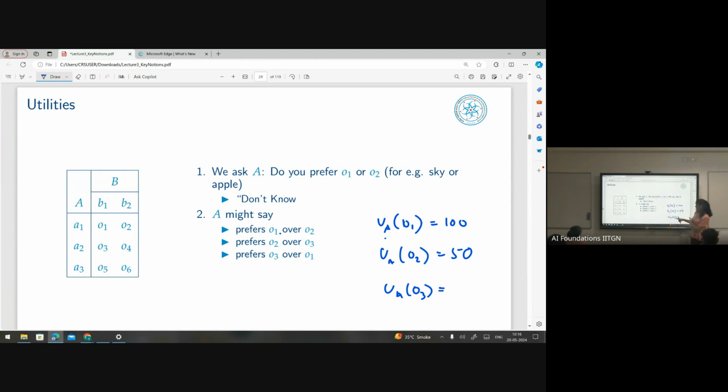Since the agent prefers O2 over O3, I must give something less, right? I can give 0. But then that would contradict the last one, because it prefers O3 over O1. If I give something more than 100, say 200, then this will be fine, but it will contradict the earlier one. So if the agent has preferences like this, and I'm not sure you can come up with a real life scenario where the preferences will be cyclic, then we cannot really come up with these utility numbers.